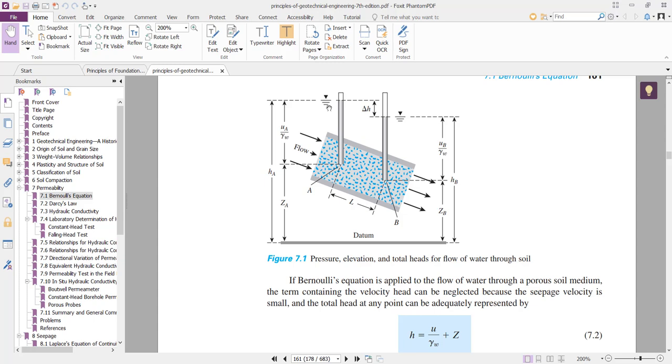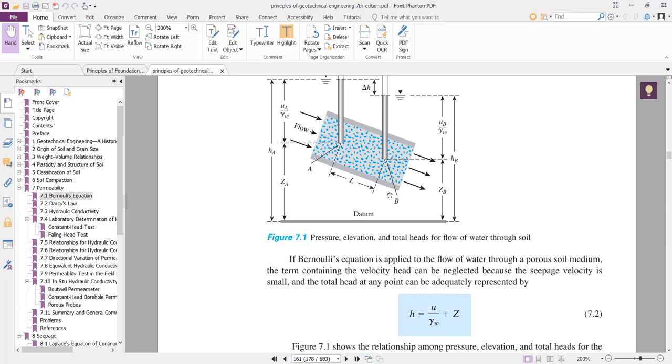So this part of the equation will be uA over gamma water, and if this water is moving under velocity, we will add the velocity part. At point B it is the same thing. This is the distance between point A and point B. The water starts to move from point A to point B, driven by the head HA minus the head HB. The head HA is ZA plus uA over gamma water, and HB is ZB plus uB over gamma water.